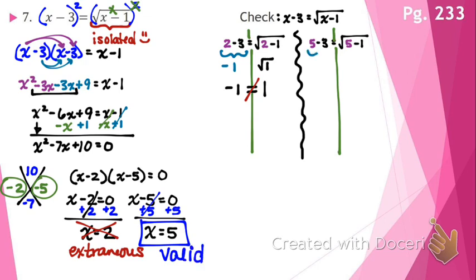5 minus 3, I get 2 over here. 5 minus 1 under my square root, that's 4. The square root of 4 is 2. That one actually works. Beautiful.